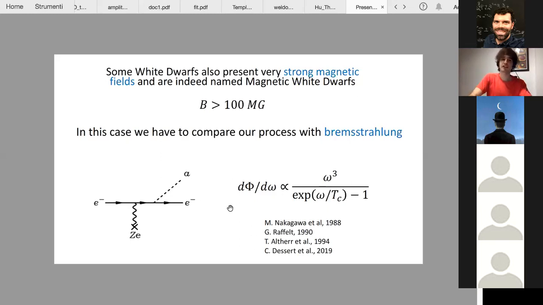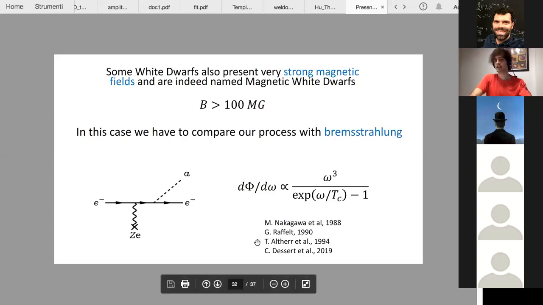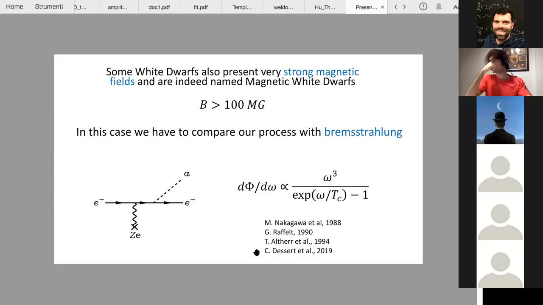And this process was studied in different papers by Nakagawa, by Alter, using thermal field theory techniques, and also recently by Andrew, I think. The important thing is that the flux of axion, due to this process, is due to this coupling here. So you see in this diagram, it is the coupling with the electron. In our case, the coupling is the coupling with the photon.